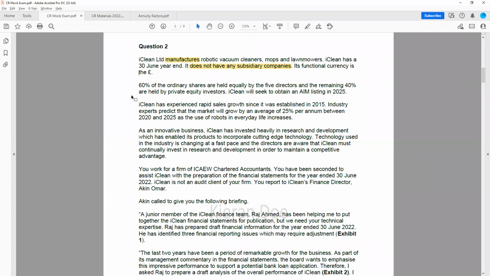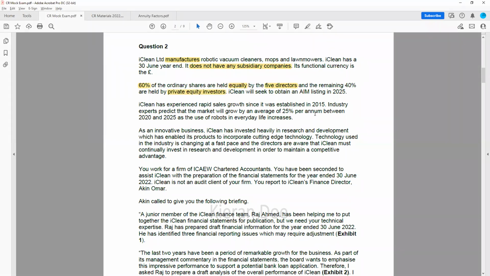So we're told that 60% of the ordinary shares are held equally by the 5 directors. So there's 5 directors, and between them, they own 60% of the shares. They're held equally, so therefore we could work out what percentage the directors have. They've all got 12% each. And the remaining 40% are held by private equity investors. So it doesn't sound as though it's a subsidiary of another company either.